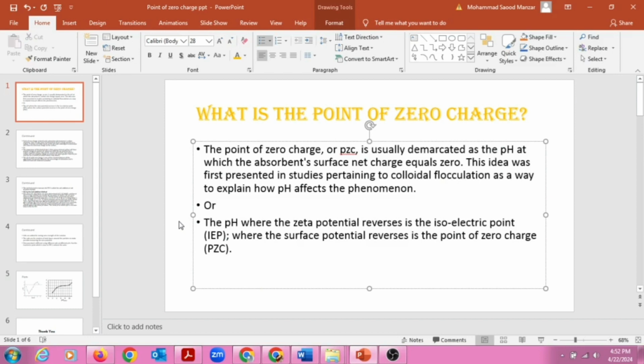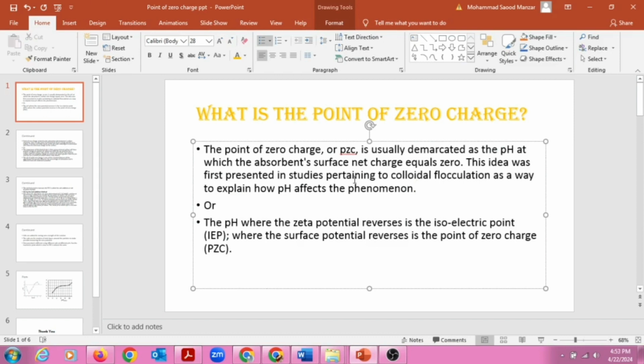So this is usually denoted as the pH at which the adsorption surface total charge is equal to zero, and this idea was first presented in studies related to colloidal flocculation as a way to explain how pH affects adsorption studies, or you can say surface chemistry. Okay, so this is basically used predominantly in surface chemistry.